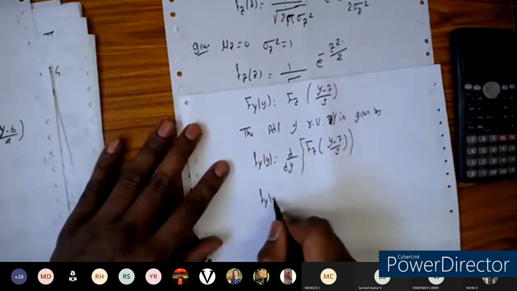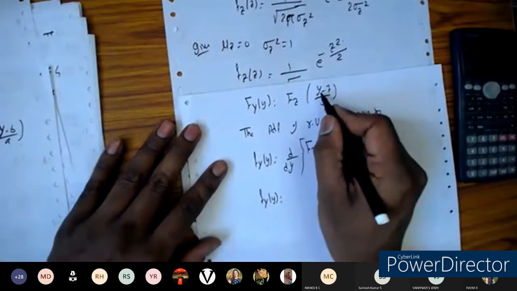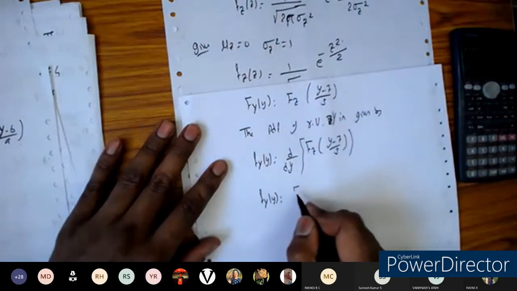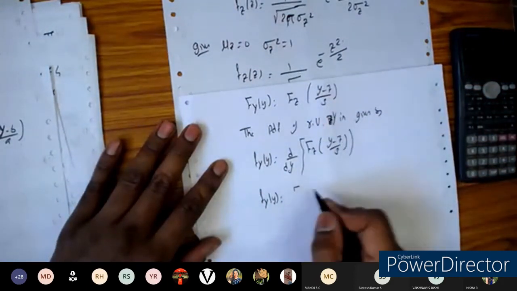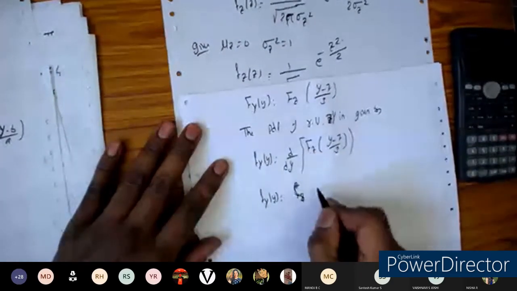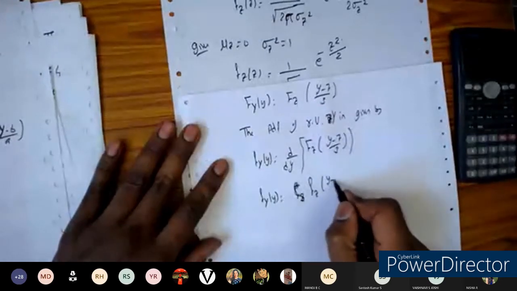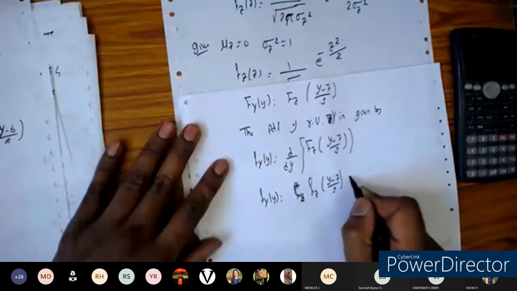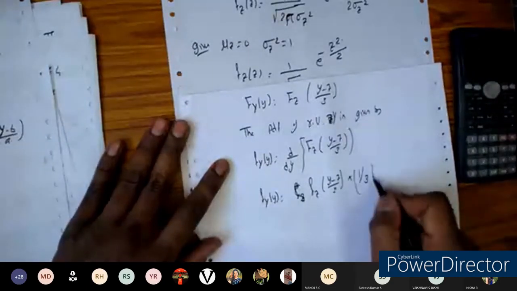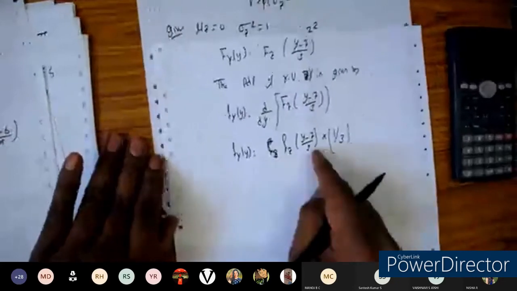So fY of y is equal to the differentiation of this one. The differentiation of y is nothing but 1, and the 1 by 3 stays as 1 by 3 only. So it will become equal to the differentiation of FZ, which is the PDF, so we get fZ of (y minus 7) divided by 3, multiplied by 1 by 3. Got it now? So no confusion in this one.